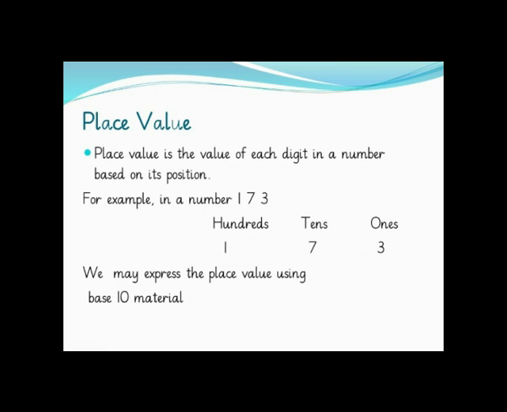To clarify this, we will discuss an example. If we have the number 173, we will write down each digit according to its position under the relevant place value: units under units, tens under tens, and hundreds under hundreds. Furthermore, we will discuss base 10 material which can be used.